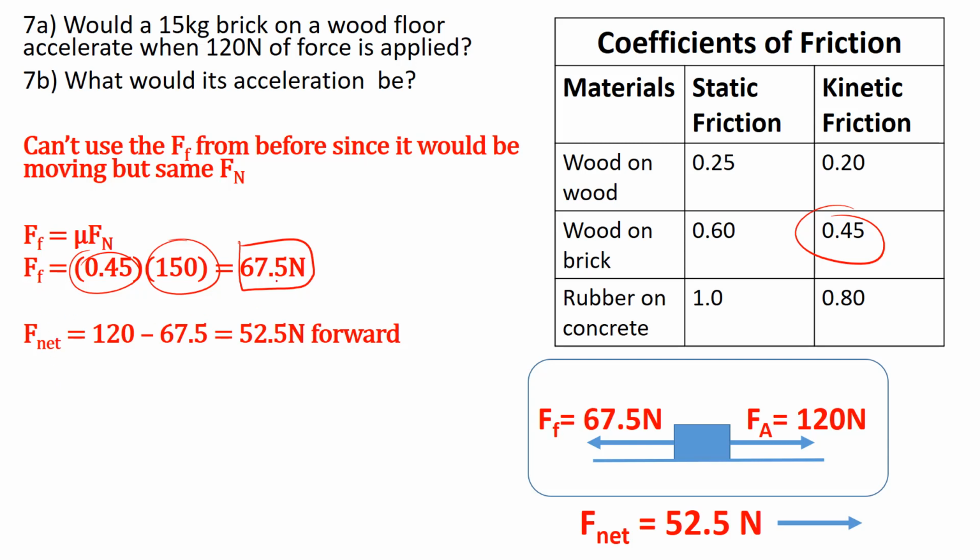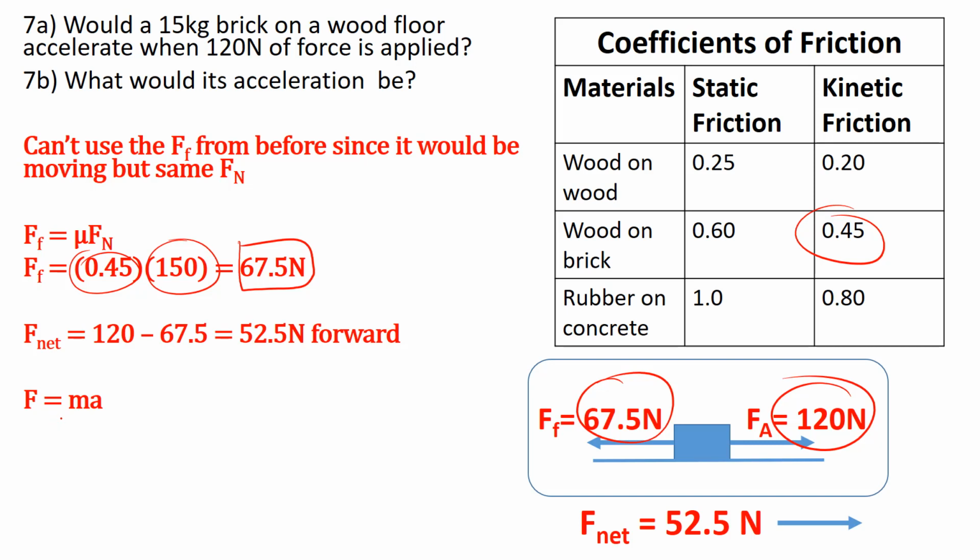And then we want to figure out what's the overall. So here's our little picture of what's overall happening. 120 newtons of force is applied. There's a force of friction of 67.5 newtons backwards. We take a look at the whole situation. We add 120, we subtract 67.5. It didn't tell us what direction it was moving, so we'll say right is forward in this picture. And so the net force is 52.5 newtons forward.